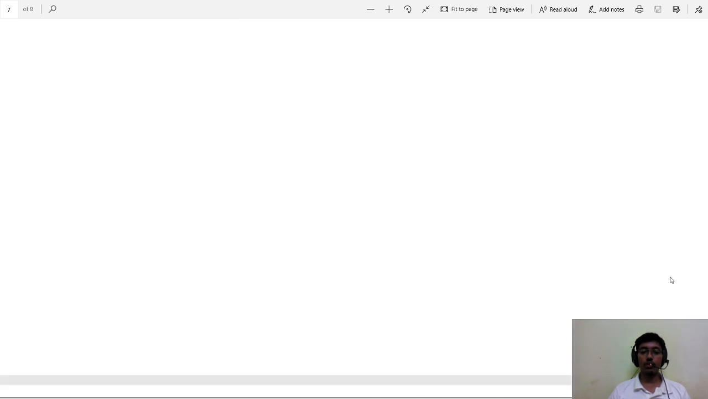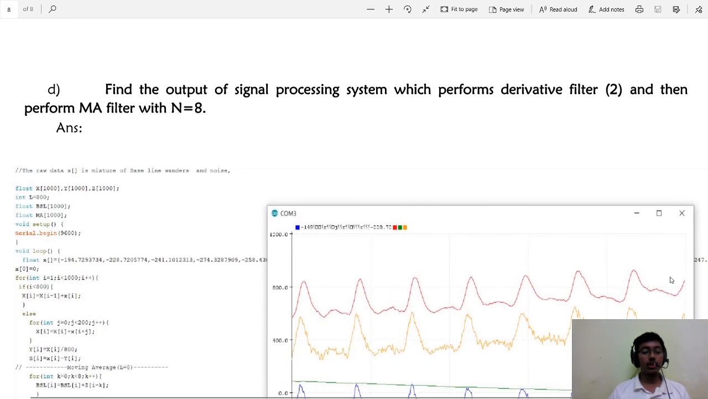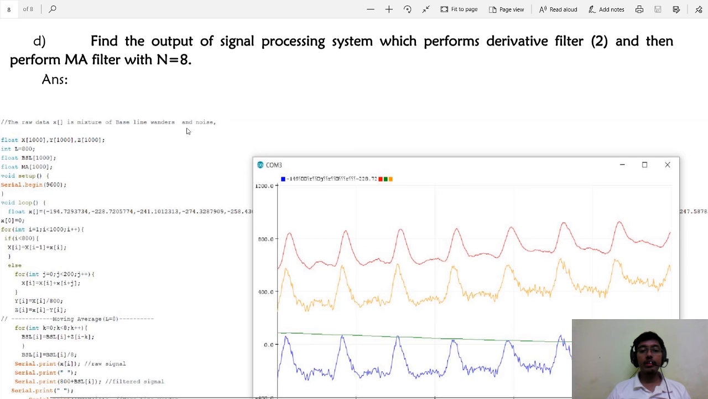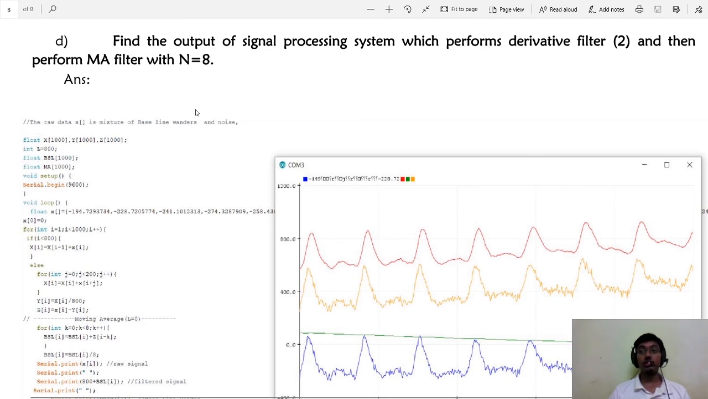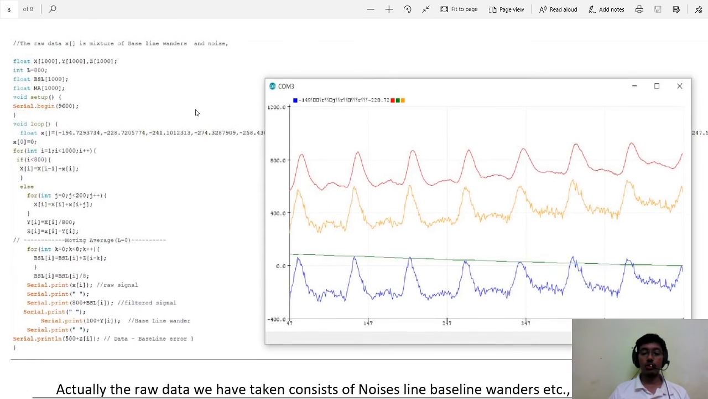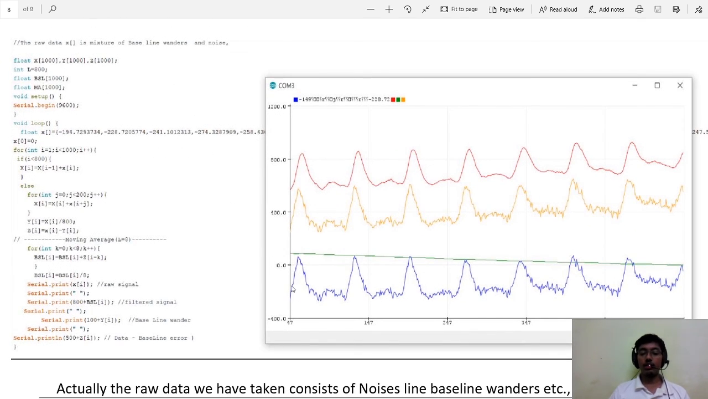Next, getting back to the final question, we are at the end. Finding the output of the signal processor which performs the derivative filter and then the moving average. As I have previously mentioned, our data consists of the original PPG signal, high frequency noise, and baseline wander. Here the blue colored one is the raw data, well known, and the green one is the baseline wander.